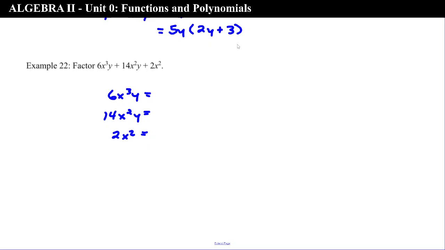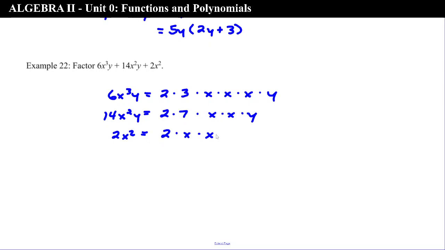And we do that by breaking it down. So 6 is 2 times 3. Both of those are already prime. Then we have times x times x times x times y. Then we have 14, which is 2 times 7. Both of those are already prime. Then we have x times x times y. And then we have 2 times x times x.